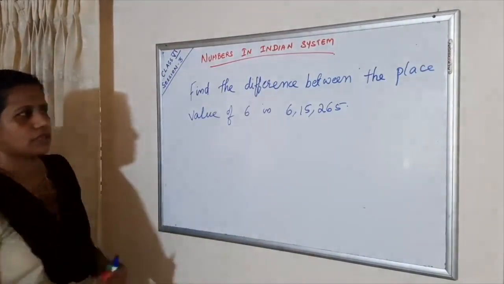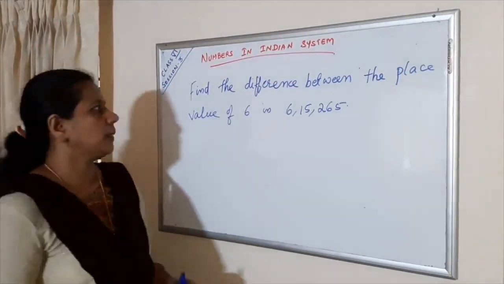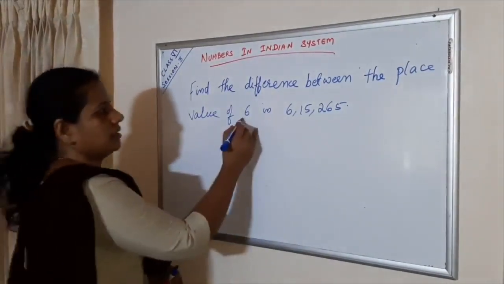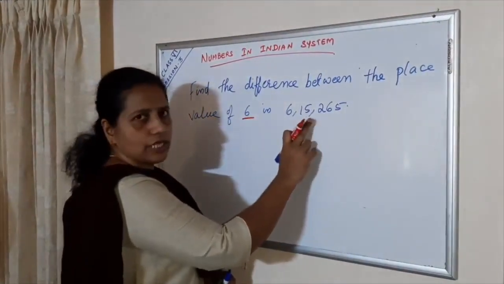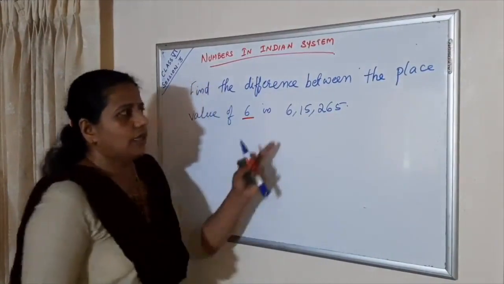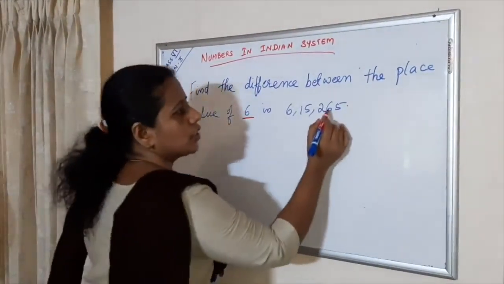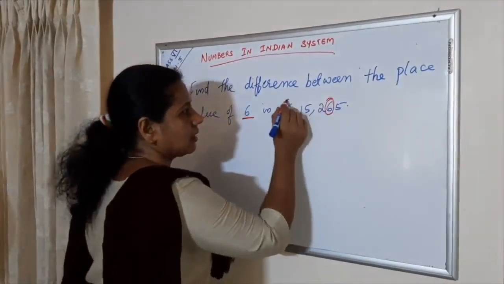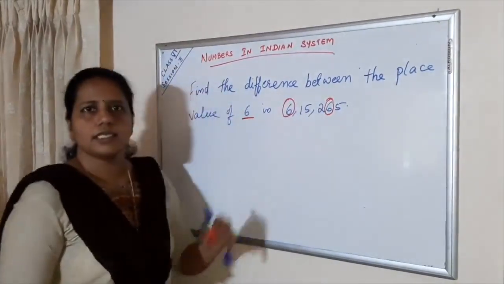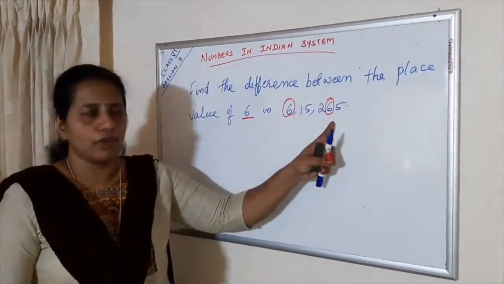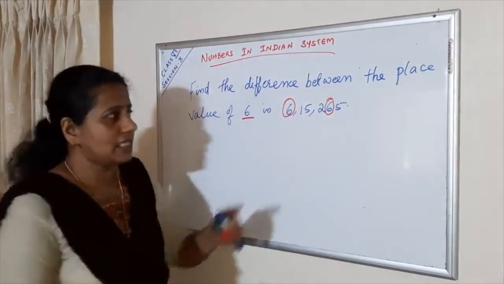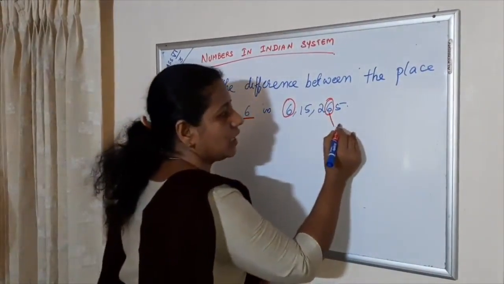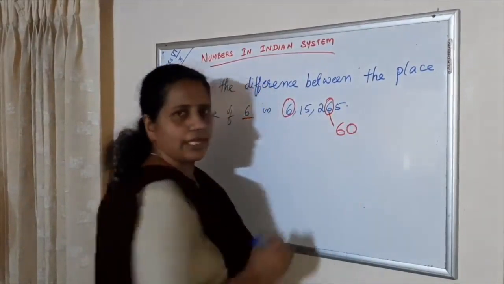Next, look at this question. Find the difference between the place values of 6 in 6,15,265. In this number, two 6s are there. Then tell me, what is the place value of the first 6? Yes, it is in the tens place. So the place value is 60.